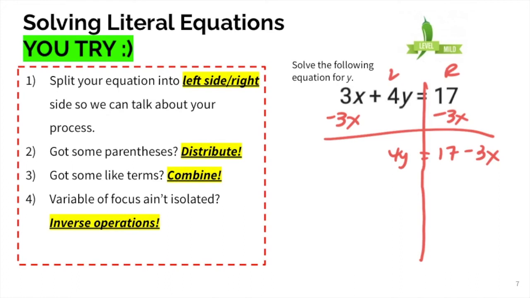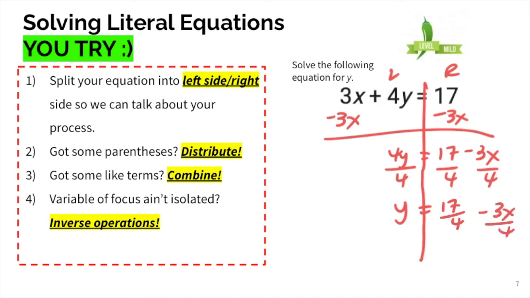Remember, we can't combine these terms because they're not like terms. All right, well now I see that I'm multiplying 4 with y, so I need to get rid of this 4 by dividing out the 4. So I'm going to divide everything by 4. And so I get y equals, I know this looks really ugly because it's a fraction, just keep it as a fraction. It's not going to be the end of the world. So I get 17 over 4 minus 3x over 4.